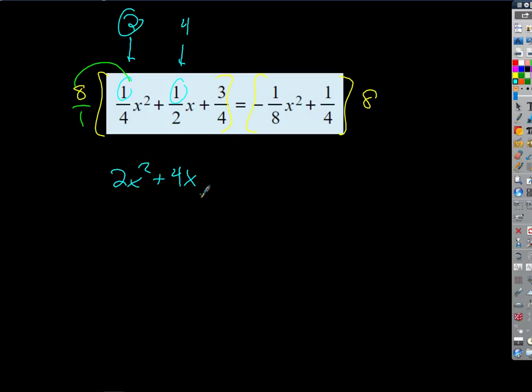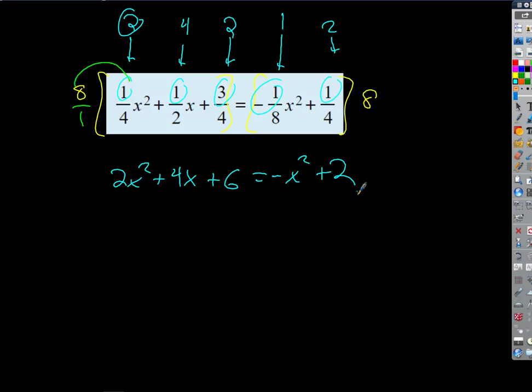Okay. 8 over 4 is 2, times the numerator, which is 6. See how much easier that is? You multiply smaller numbers that way. Okay, over here, 8 over 8 is 1, times negative 1, negative 1. 8 over 4 is 2, times 1 is 2, right? Now that looks much more manageable, doesn't it?